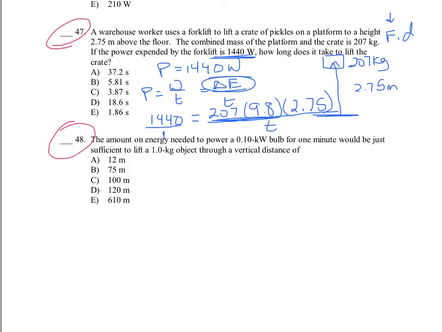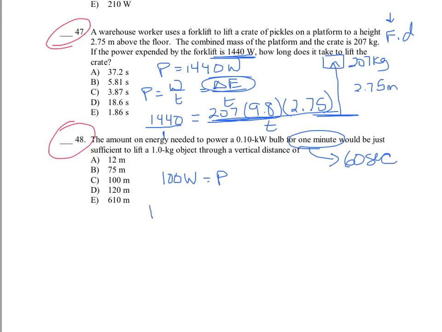Now this one, 48, I put in just because it shows the relationship between the energy used in a light bulb and the potential energy that we get in objects. Light bulbs actually use a lot of energy. So this 0.1 kilowatts, okay, kilo means 1,000. So we have a 100-watt light bulb, and that's the power. And we're going to run it for 1 minute. So what do we have to do to that 1 minute? Convert it to seconds.